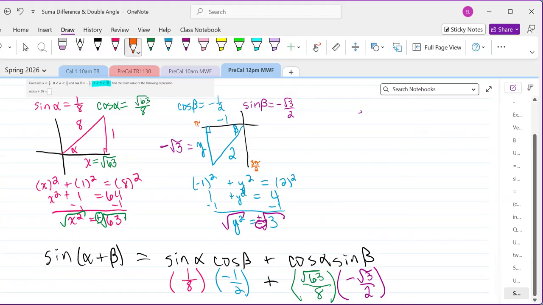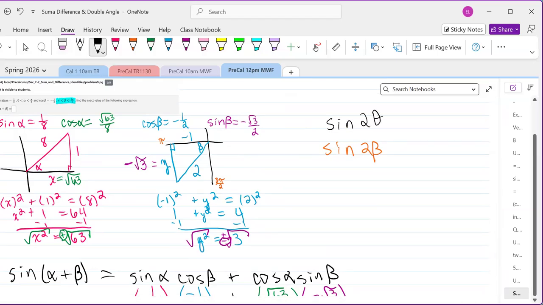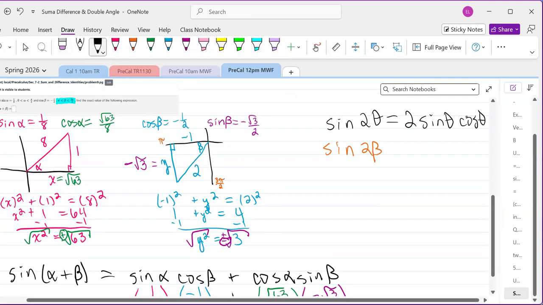All right, so this is what the first part of question 1 on the test looks like. We got our sum and difference question answered. Now, as a follow-up question, using the same angle setups, it's going to ask, what's the sine of 2 beta? Now, the formula is sine 2 theta equals 2 sine theta cosine theta. That's our double angle formula for sine.